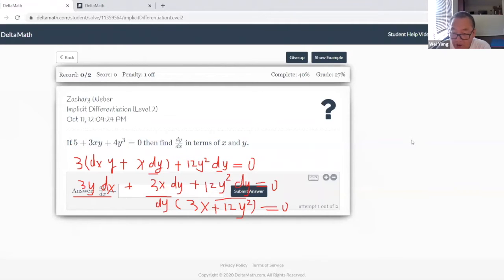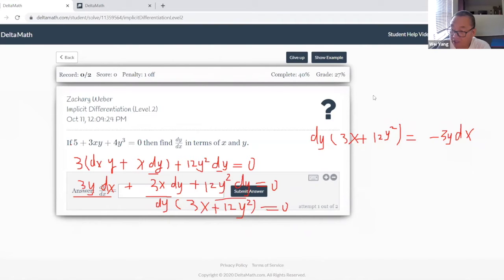So to solve for dy over dx, we can do both sides minus this term. So then I can write here, that will be dy times 3x plus 12y squared. This one equals negative 3y dx, right? Because at the beginning, they're both on the left side. Then we try to solve for dy over dx. Now both sides minus this term, minus 3y dx. So the left side, this term will go to the right side. That will be a negative.